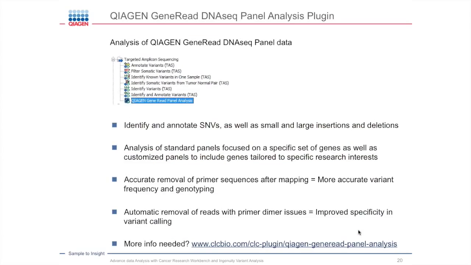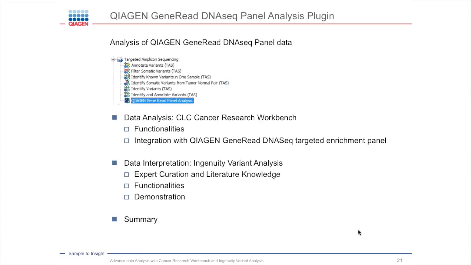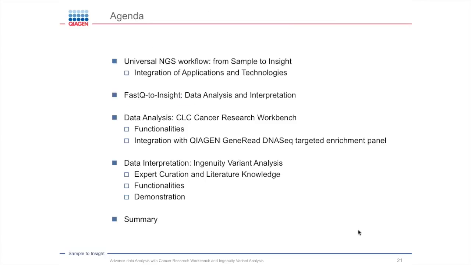Now, a little bit more about what does the QIAGEN GeneRead panel allow you to do. It's allowing you, as I said, to identify and annotate those single variation, small and large insertion and deletion. So with your small and large indel, this workflow will do that for you. It will analyze using the standard panel, focus on a specific set of gene, using all the target, primer, and so forth region of interest. It's already included into the Workbench.